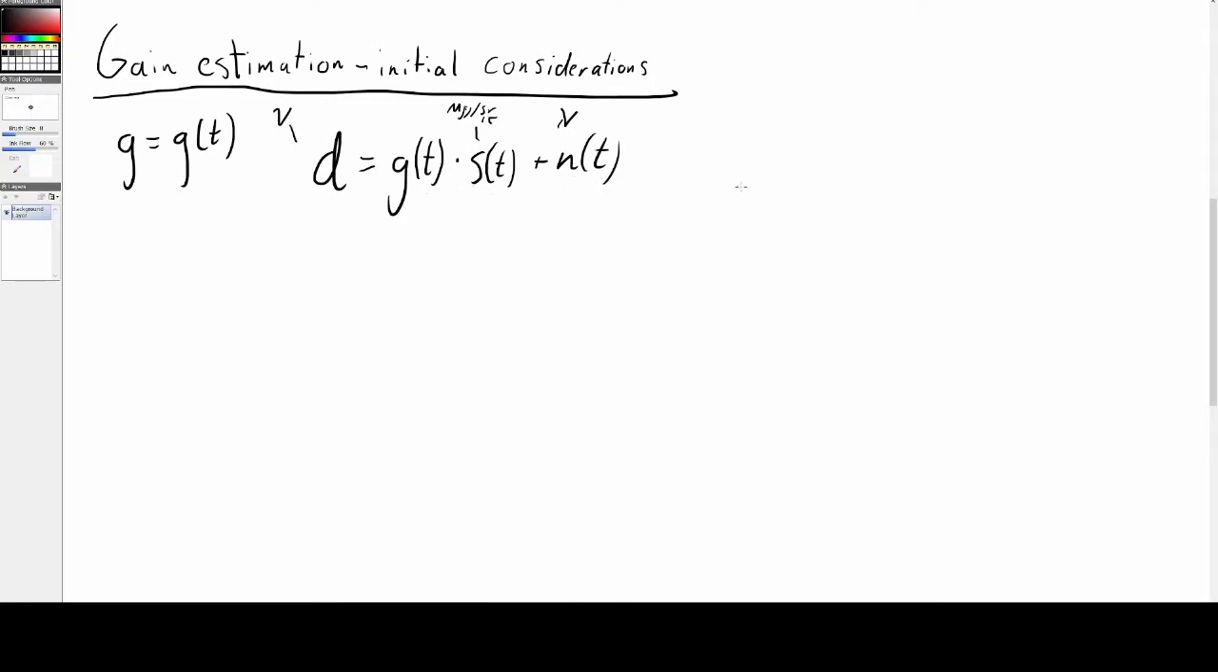If we look at our data and we see some variations, it's impossible to tell whether this is due to a noise fluctuation or whether this is an actual change in the gain. And so we have to try to look for ways to break the degeneracy between the noise and the gain itself. And one of these assumptions is that G is slowly varying.